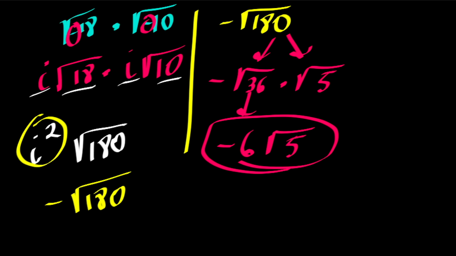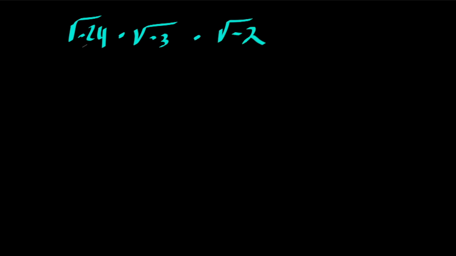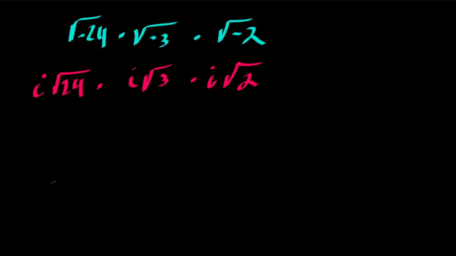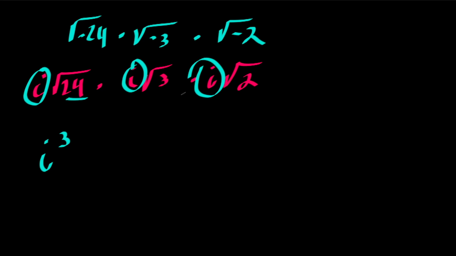So let's just do one more just for the sake of doing it. Let's say I want to do the square root of negative 24 times the square root of negative 3 times the square root of negative 2. So first I'm going to take out all these negatives and make them i's on the outside. All right. Then I'm going to multiply. So first, i times i times i gives me i to the third. 24 times 3 times 2 is going to give me the square root of 144.